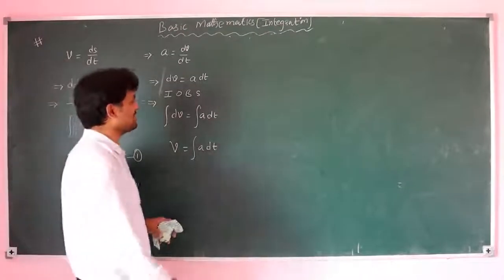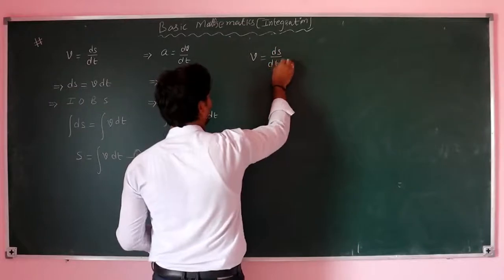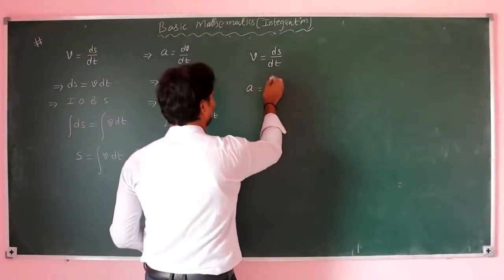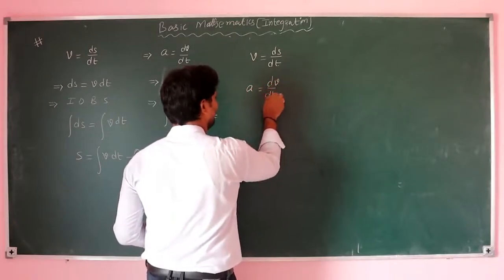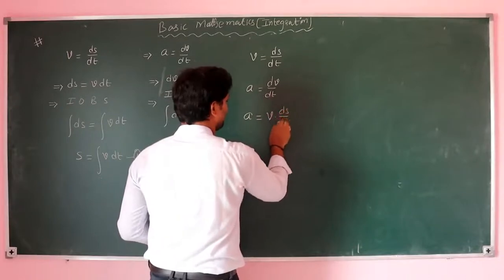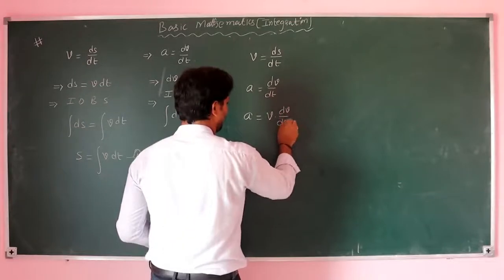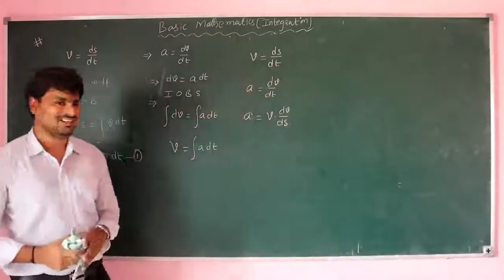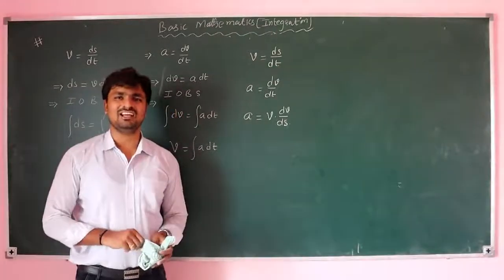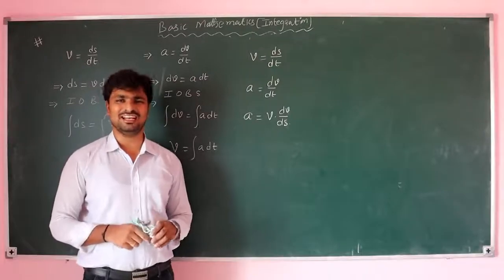And if you require velocity, we take the differentiation ds by dt. And for acceleration, a is equal to dv by dt, or else we also write a is equal to v into dv upon ds. By using these expressions, we are also able to derive the equations of motion. This is the total integration topic.